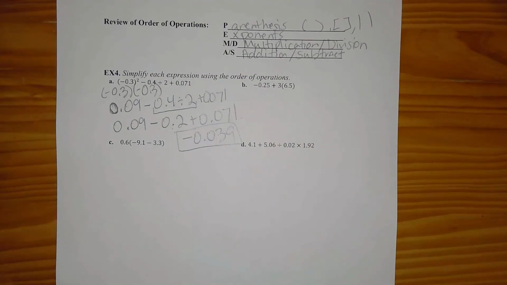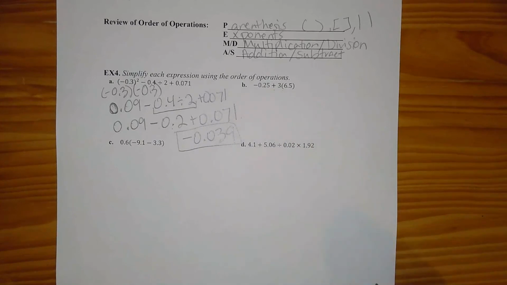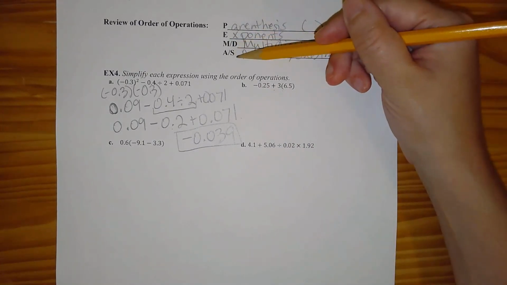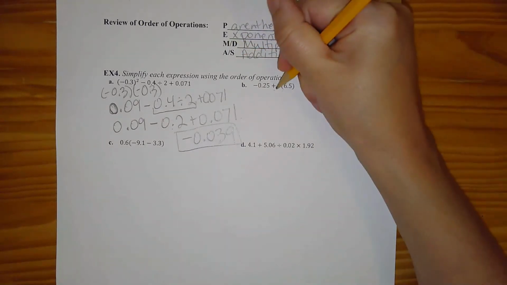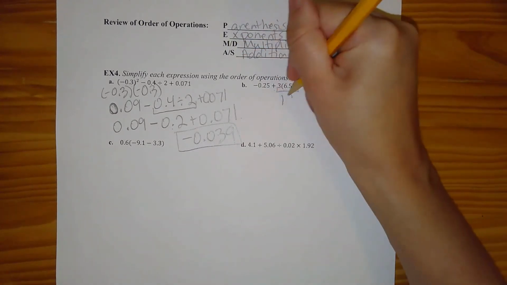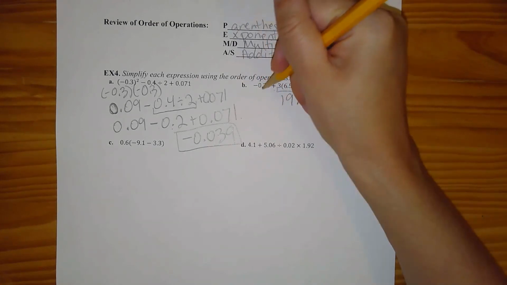All right, let's go ahead and do another one. Part B, I have negative 0.25 plus 3 times 6.5. What do you think we're going to do first? Are we going to add first, or are we going to multiply first? We should be multiplying first, because multiplying comes before addition. So we're going to multiply 3 times 6.5 and get 19.5. It is positive.